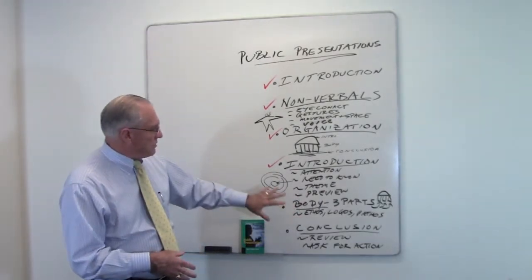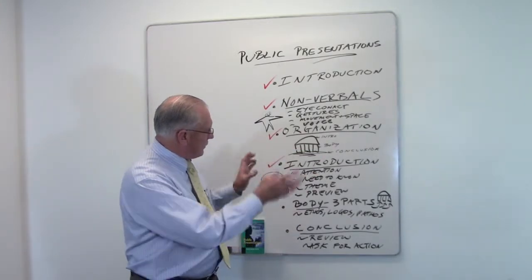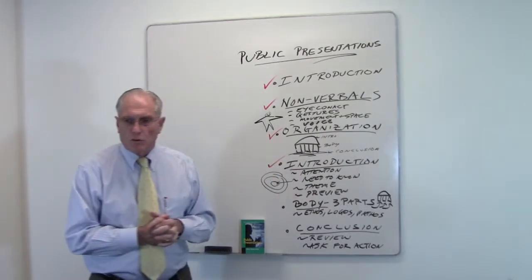That's the body of the speech. That's the guts of the speech. Think of those three columns with data and information and logos and pathos holding up the central thing that you mentioned earlier on in the introduction.